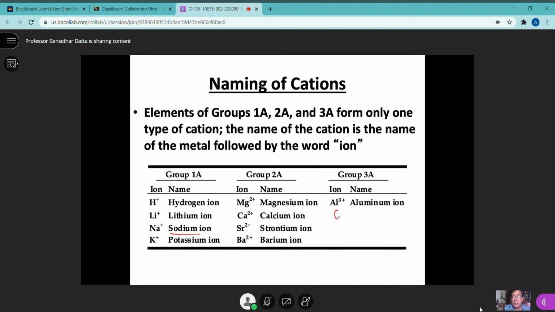Likewise, you can write another one. Let's say Ga, gallium. Gallium is also 3 plus. In the same way, you just add the name of the metal, gallium, and ion. Likewise, another one, indium, In. That's also group 3A, and that is also a metal. It will make a 3 plus ion, the indium ion. So those are basically the commonalities.